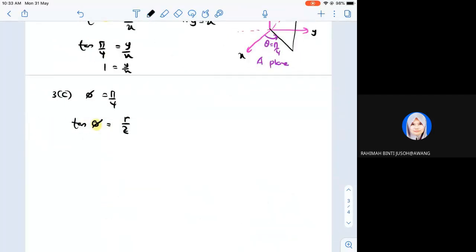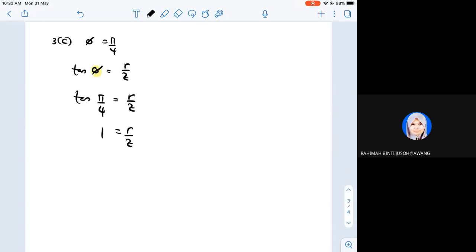Okay, so as we know earlier, since phi is pi over 4, tangent pi over 4 equals r over z. We know tangent pi over 4 is equivalent to 1, so 1 equals r over z. Therefore, we have z equals r. Right now we want to sketch the graph. What should we do? We have to convert this into rectangular coordinates, using the formula r equals the square root of x squared plus y squared.